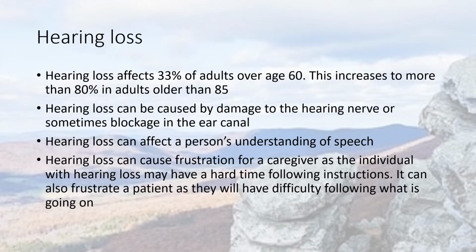Hearing loss. Hearing loss affects 33% of adults over age 60. This increases to more than 80% in adults older than 85. Hearing loss can be caused by damage to the hearing nerve or sometimes blockage in the ear canal. Hearing loss can affect a person's understanding of speech.